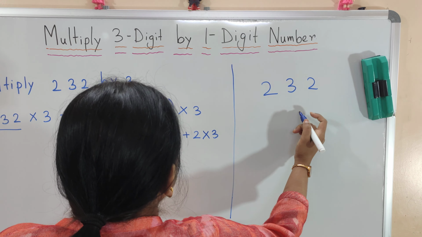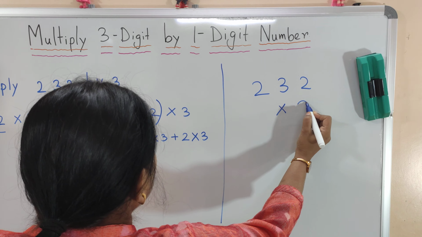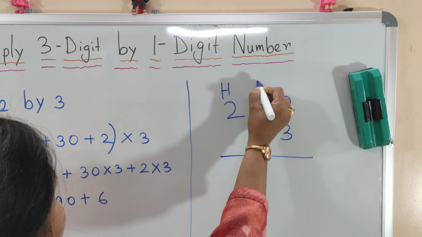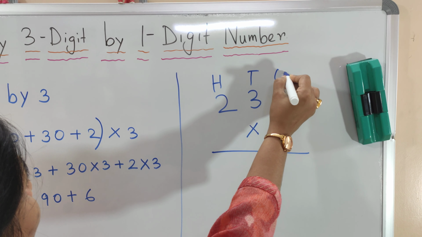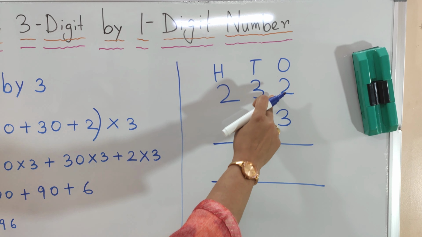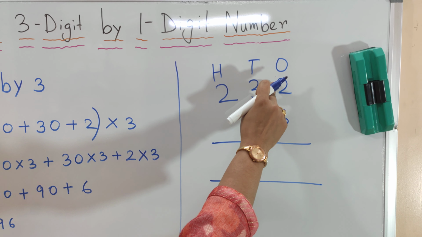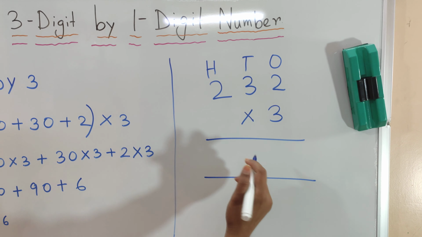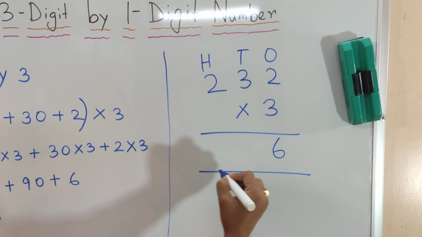Now I will show you how to multiply 232 by 3 using the short method. 232 times 3. HTO. First, we will multiply the ones place by 3.